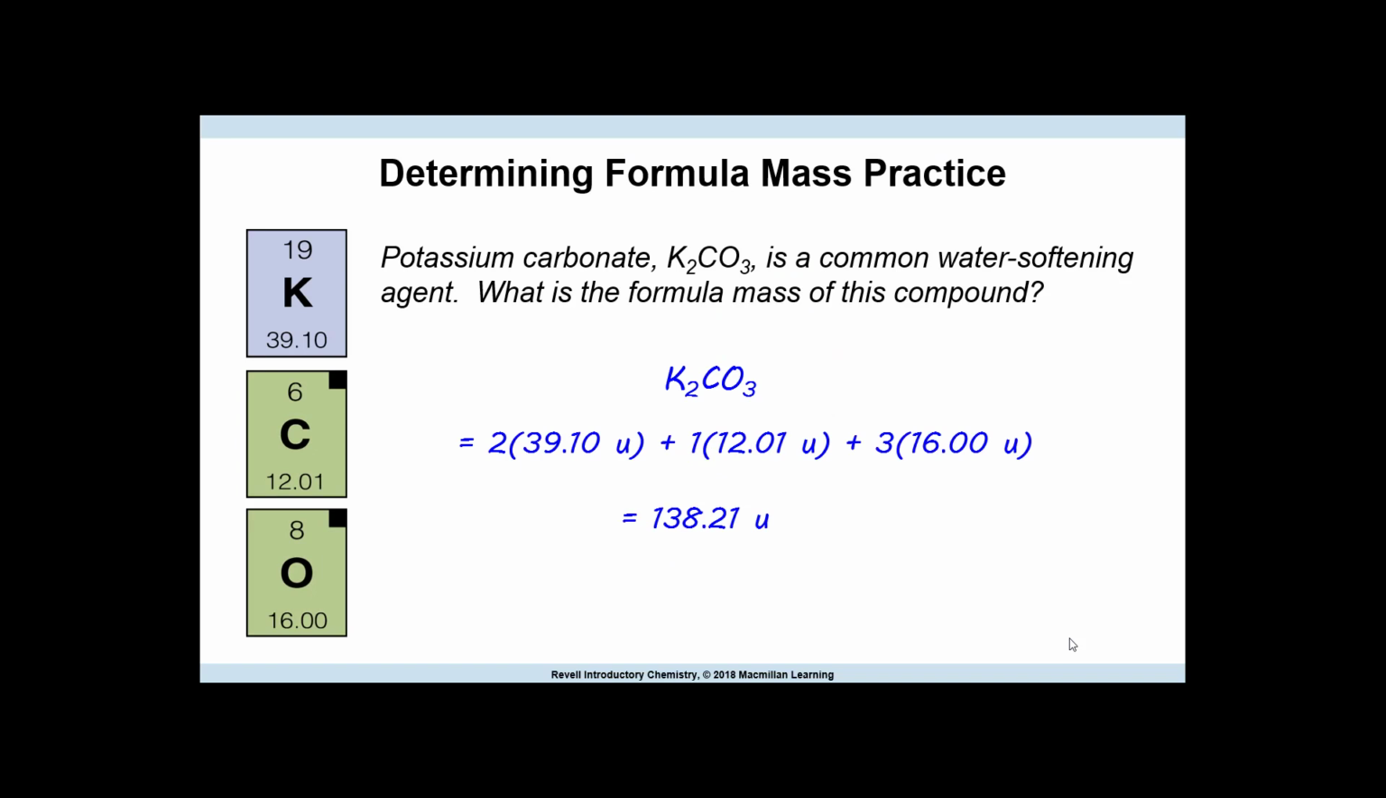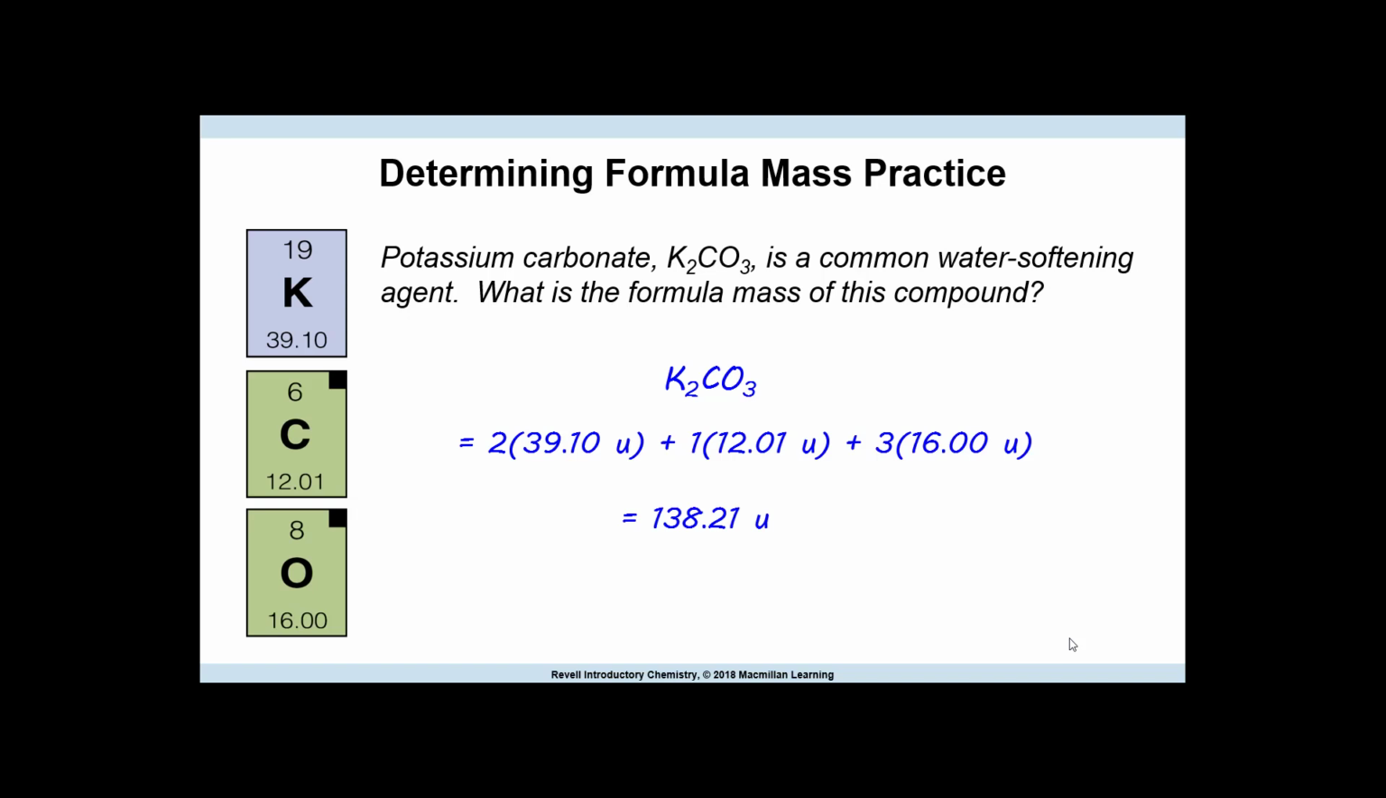Okay, so let's take a look at another example. Here we have potassium carbonate. It's a common water softening agent. What is the formula mass of this compound? Formula mass is the way to ask about ionic compounds. So potassium carbonate has a formula of K2CO3. You have 2 potassiums, and then you have a polyatomic ion of carbonate.